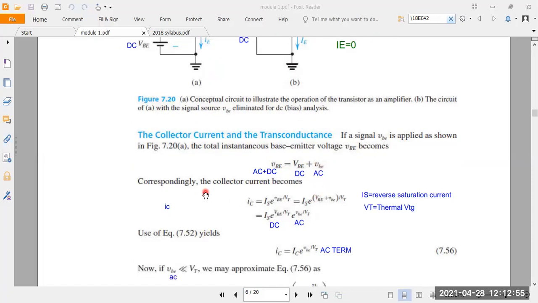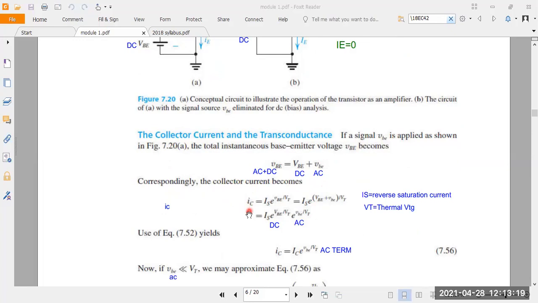Next, we have to find out the collector current, right? That is the objective of the topic here. We want to find out both collector current and transconductance. First you find out the collector current. After that you can go for the gm, means transconductance. So you take the collector current equation here, IC.